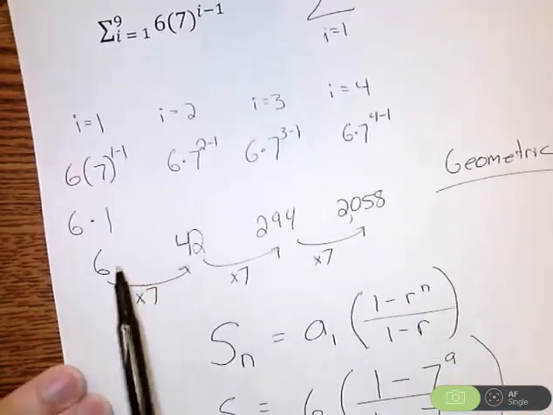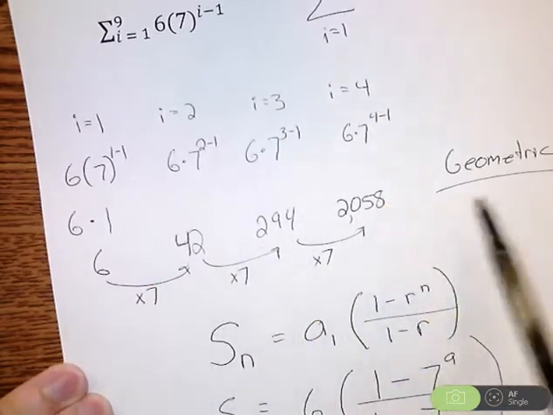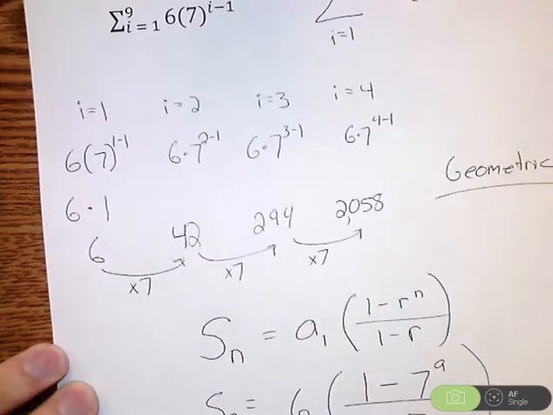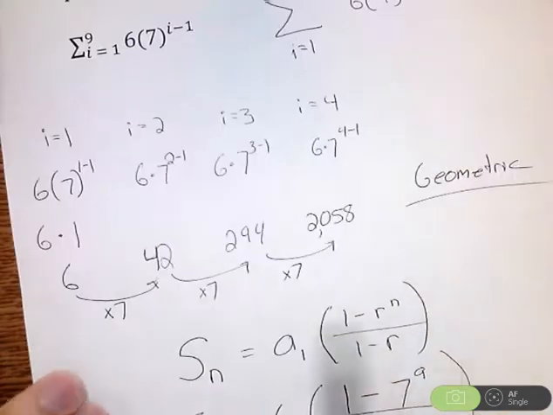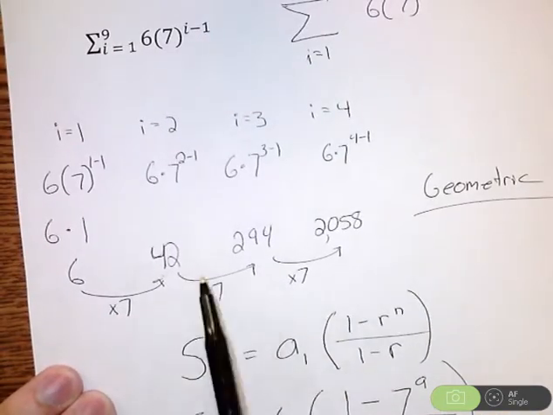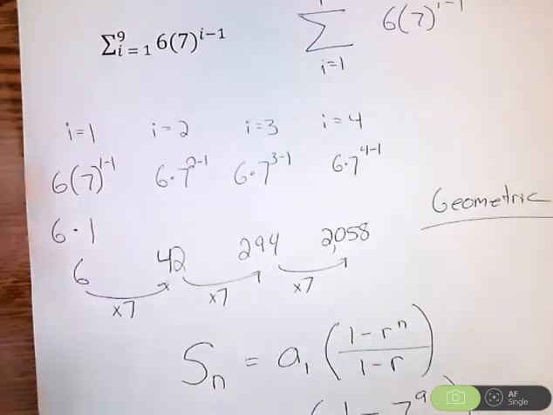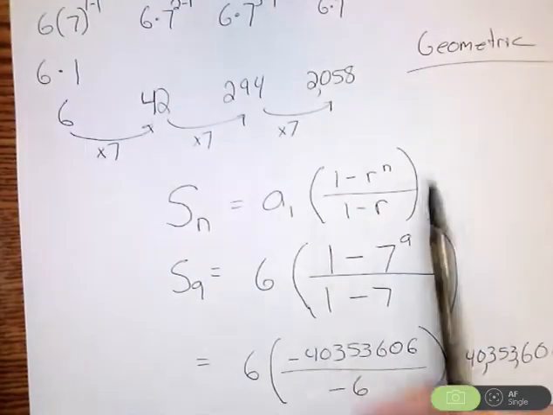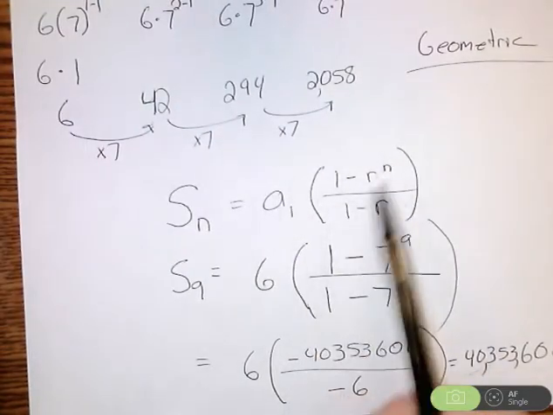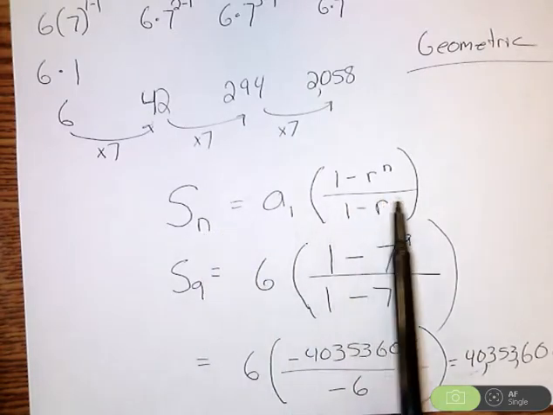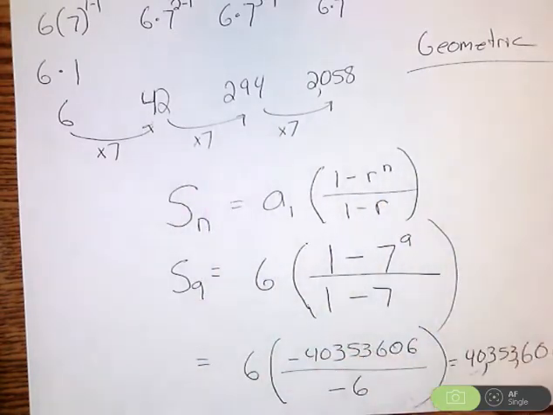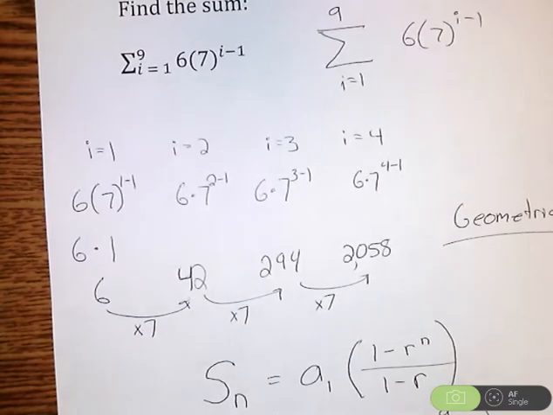If I would have kept going, first, second, third, fourth, fifth, sixth, seventh, eighth, ninth term, added them all up, I'd get 40,353,606. The reason this formula is nice is so you don't have to sit there and find the first 9 terms. This formula makes it easier to find that sum without having to find every single term. Because if I had to find the sum of the first 50 terms, that would have taken a while to write out the 50 terms, then add them all up and get my number. So that was the sum of a finite geometric series.